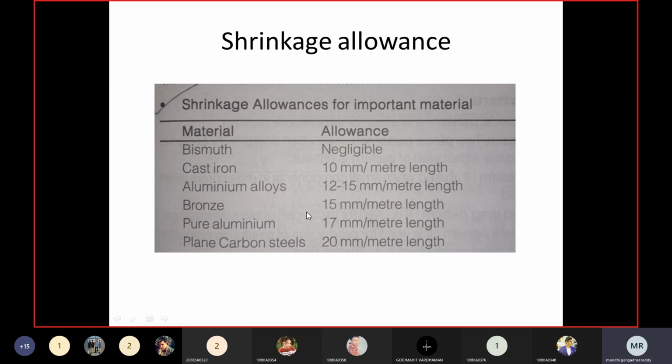And then here you can observe these are some of the shrinkage allowances for various materials: cast iron, aluminum, bronze, like that. So these are all some of the examples where this is the value that we want to provide as an extra material in order to compensate for the shrinkage.